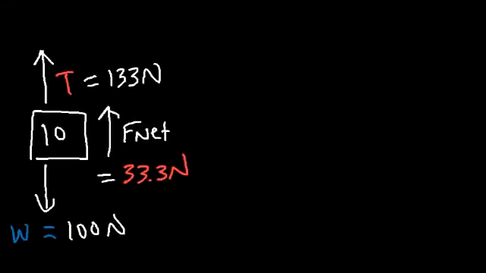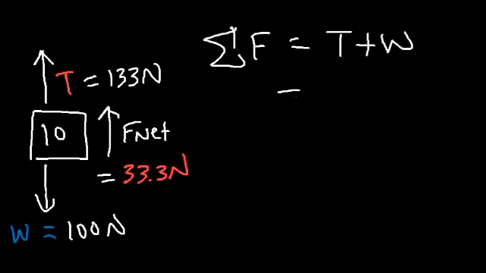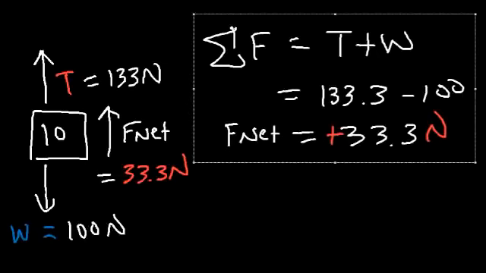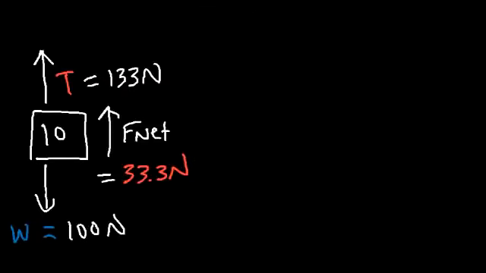If we write an equation, the net force is tension plus weight force. Tension is in the upward direction, so it's positive 133.3. The weight force is in the downward direction, so it's negative 100. So the net force is positive 33.3. And so that's why it's in the upward direction. Anytime the tension force exceeds the weight force, the block will accelerate upward.